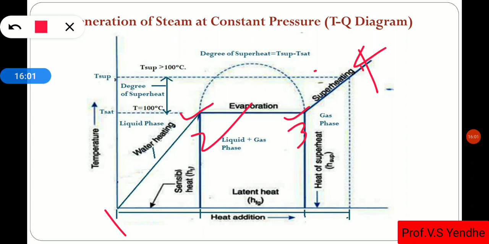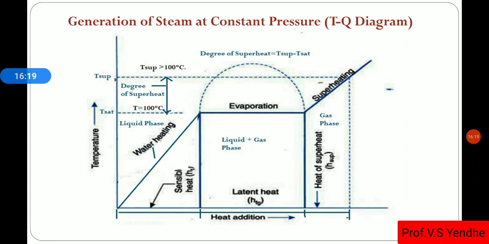That means its temperature increases. Superheat means its temperature increases more than 100 degree Celsius. This difference is known as the degree of superheat. What is exactly the degree of superheat? Degree of superheat is equal to T superheated minus T saturated. That means this temperature minus this temperature. This temperature difference is known as the degree of superheat.